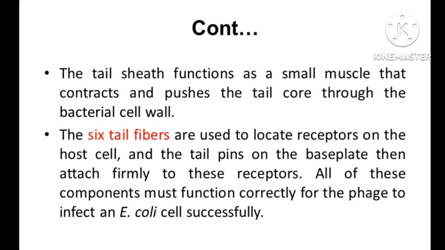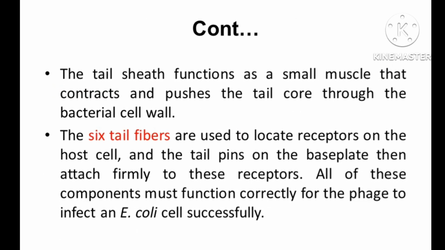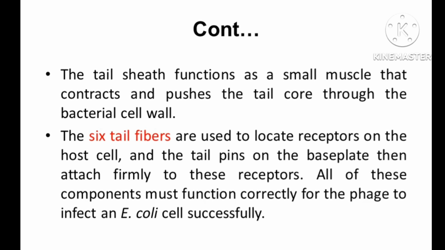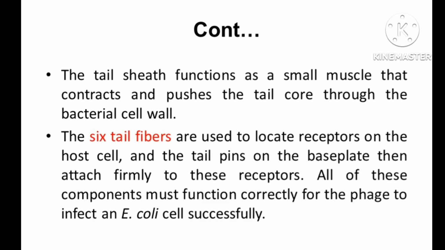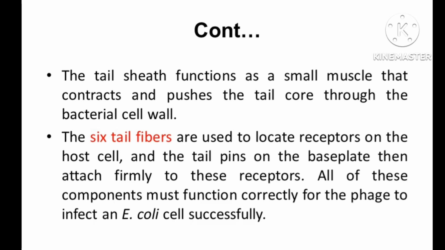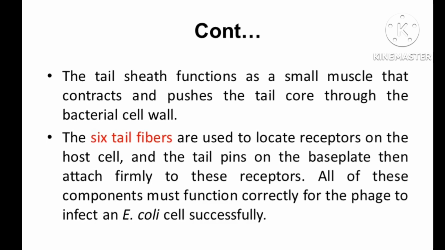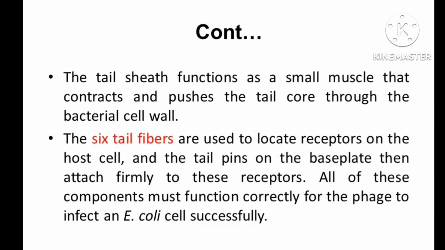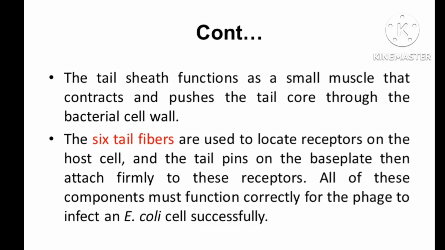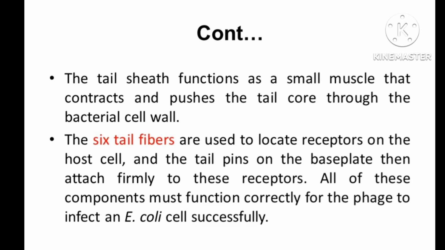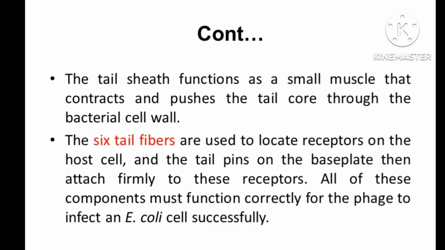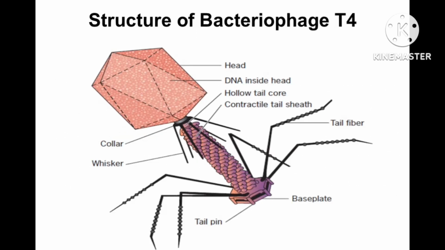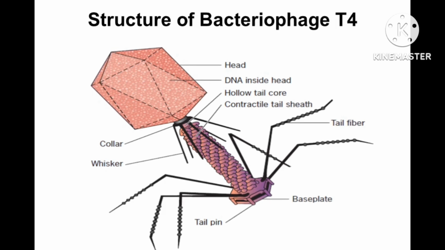The tail sheath functions as a small muscle that contracts and pushes the tail core through the bacterial cell wall. The 6 tail fibers are used to locate receptors on the host cell, and the tail pins on the base plate attach firmly to these receptors. All of these components must function correctly for the phage to infect an E. coli cell successfully.